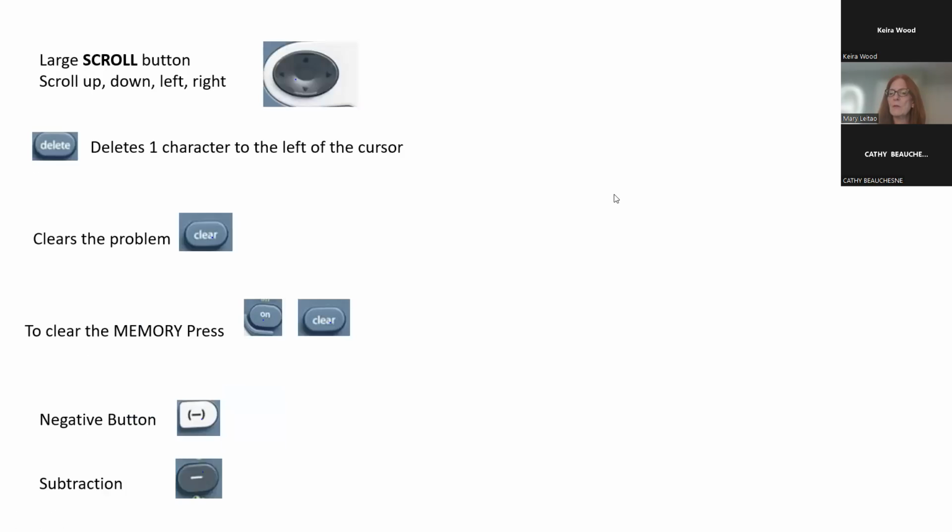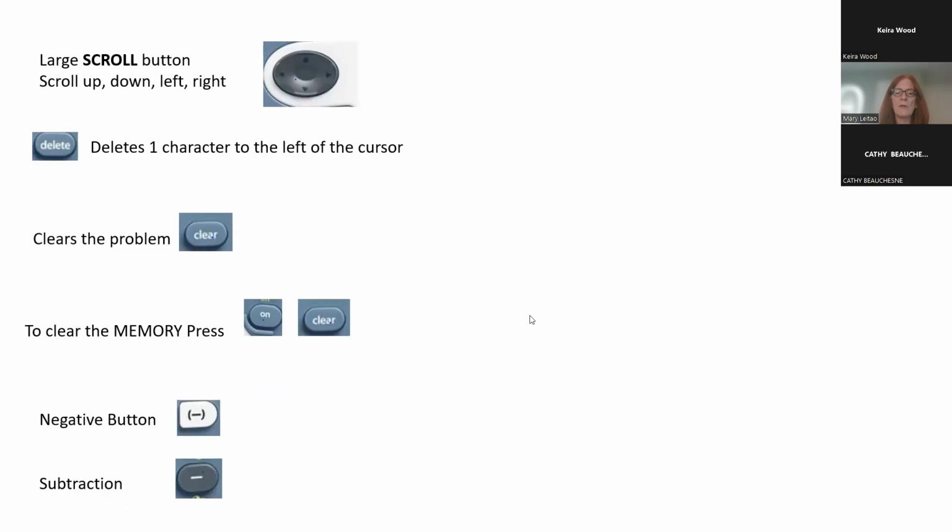This scroll button I mentioned briefly, it scrolls up, down, left, right. So it just moves the cursor around the screen. The delete button will delete one character. So if I put in 88888, the delete character will delete the last character next to the flashing cursor. So if you made a mistake and you put a 5 in and you meant to put a 6 in, you can delete the last one. And then the clear button, which is right here, clears the entire line, the entire problem.